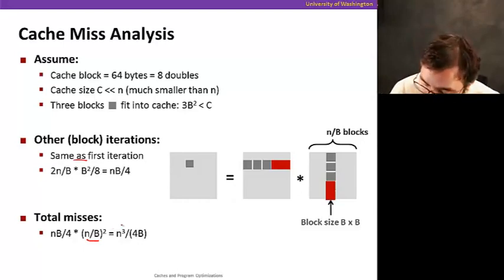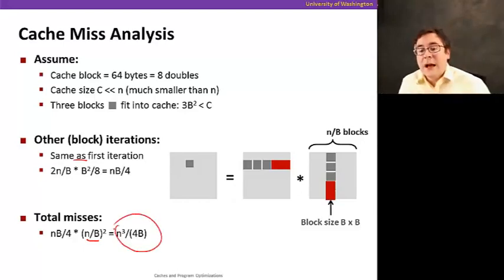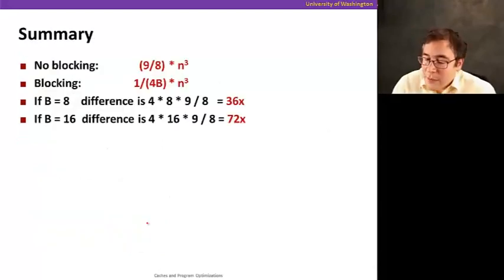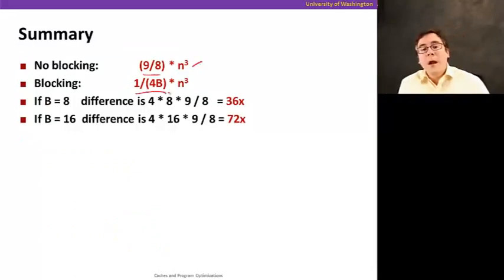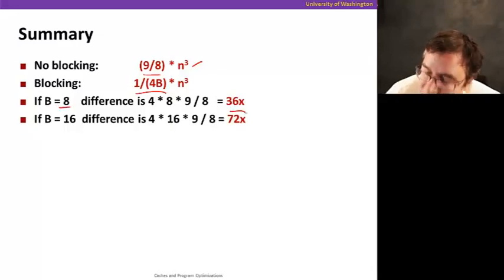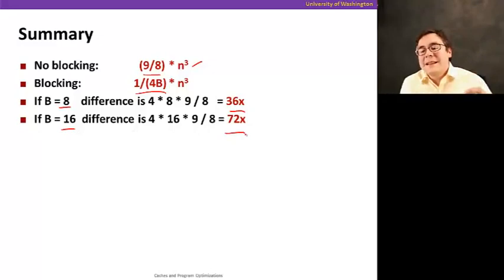Okay. So in the end, what we're going to do is our cache miss is going to be n squared divided by 4b. So there's a huge impact in our cache miss. So in summary, if we don't do blocking, we're going to have 9 over 8 n squared misses. But if we do blocking, it's going to be 1 over 4b multiplied by n squared misses. Okay. So if b equals 8, the difference is 36 times. If b is 16, the difference in the number of misses is 72x. It's just really, really big.